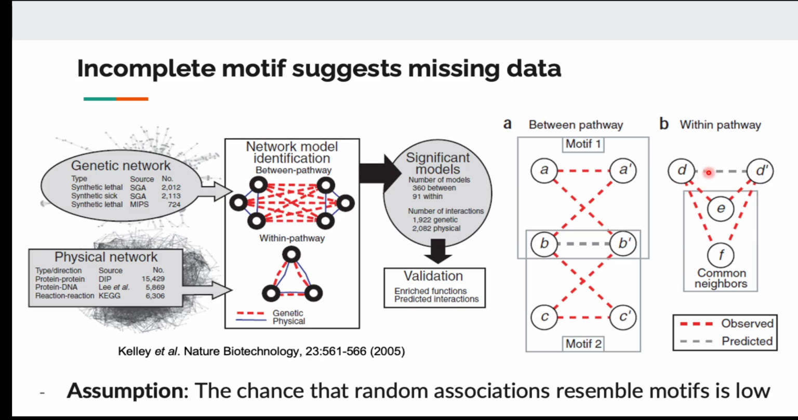You might want to do a follow-up experiment to confirm synthetic lethality or genetic interaction between B and B prime or between D and D prime. So by analyzing the network, by looking at these patterns, these motifs that we expect to see based on biology, but they are not complete, they are missing something, we expect that the missing data might be because of our lack of knowledge, and this can create new knowledge.